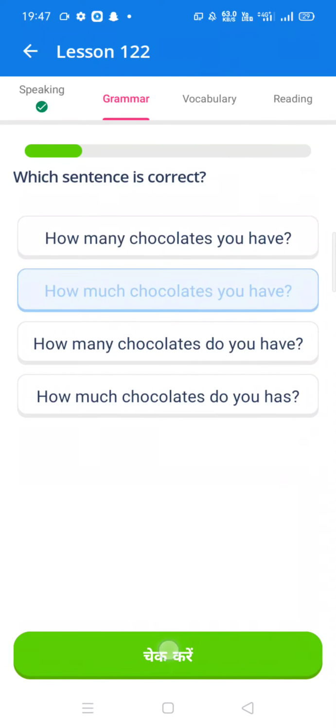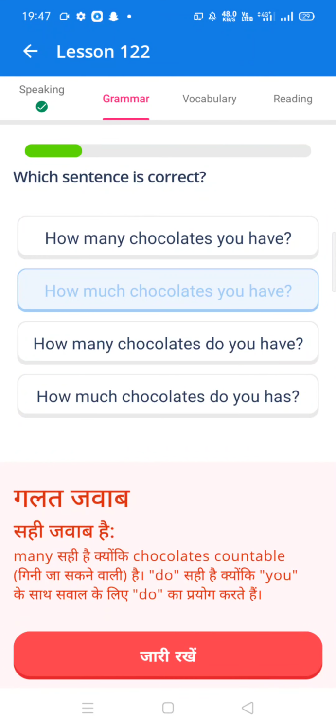Okay, let me check. Is it correct? It is not correct. I think the answer is "How many chocolates do you have?" This is the answer. But you cut it and write number C, which is the answer.